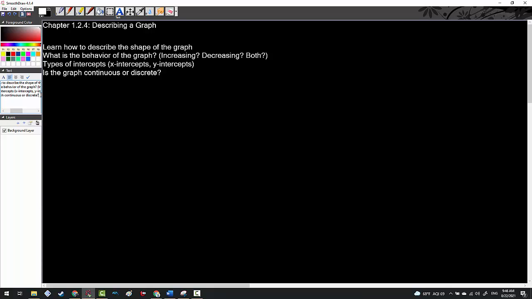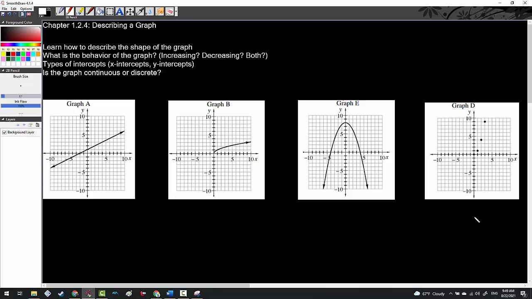Let me go ahead and just pause it real quick. I will paste a few graphs on here, and then we will have that discussion. And we are back with our 4 samples right here. So what you want to describe is the shape, the behavior, intercepts, and what type of graph you're looking at.